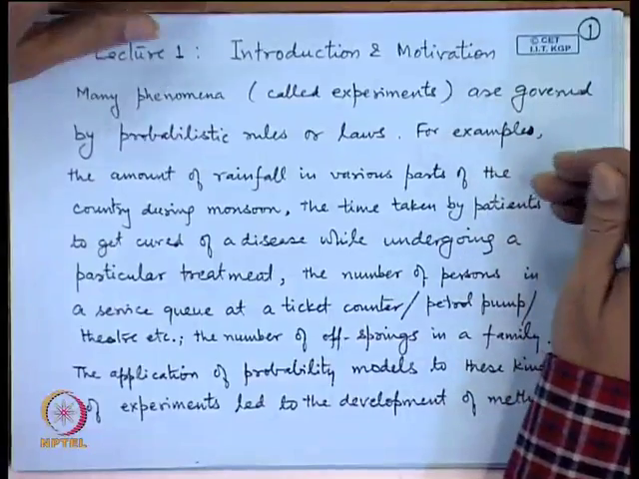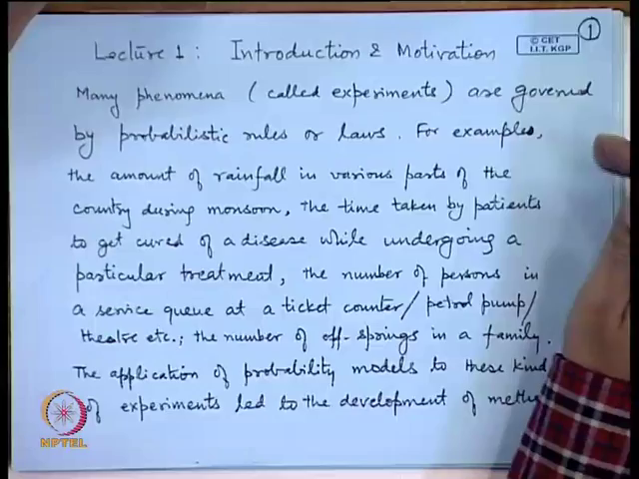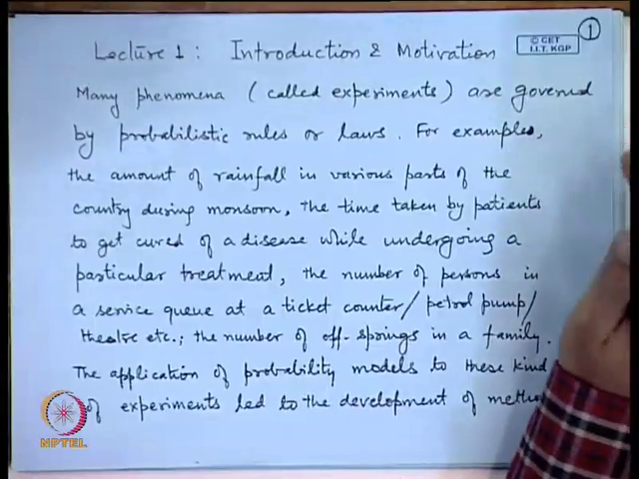For example, if you look at the amount of rainfall in various parts of the country during a monsoon season, then it is not sure how much rainfall is going to be there in the next year, how much it will differ from the previous year, whether over the entire geographical region in which we are interested there will be a uniform distribution of the rainfall, or in some portions there will be tremendous rainfall and in some other places there will be a condition of drought.